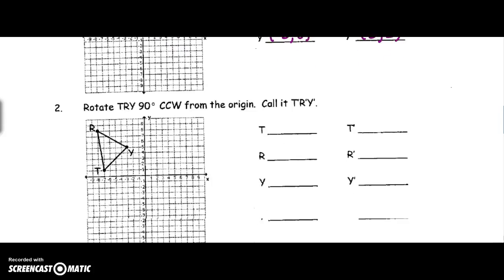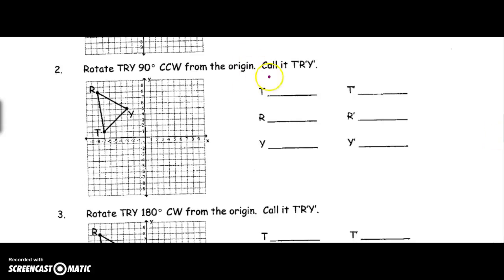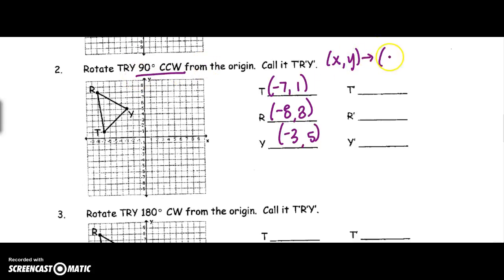Okay, so let's try the next one. Just so you know, TRY is the same triangle, so we're going to have the same points, (-7, 1), (-8, 8), and (-3, 5). The directions say to rotate 90 degrees counterclockwise. You change the order, but now y has the opposite symbol. So you still change the order, x stays the same, and the only one you're going to change is y. Since it's positive in the original, it's now negative, and 7 stays the same. Same thing here, you have (-8, -8). Y is what we're changing, so that's (-5, -3) because x stays the same.